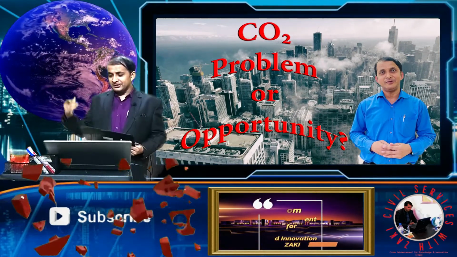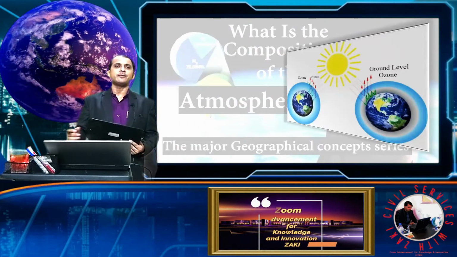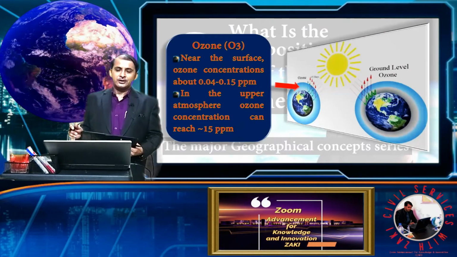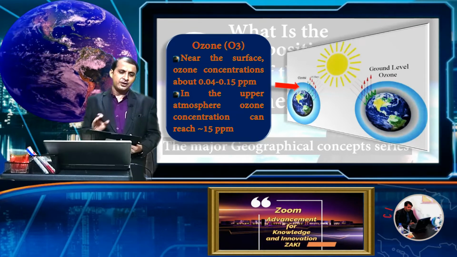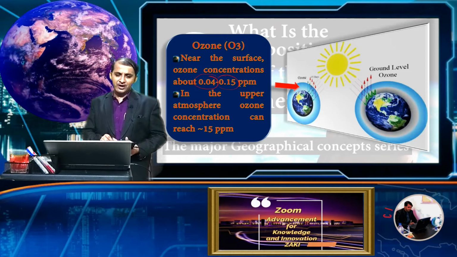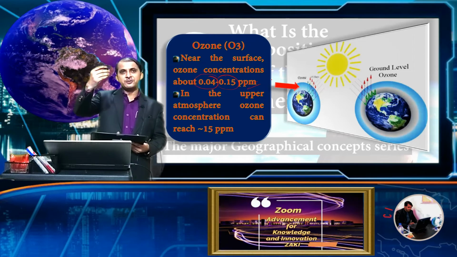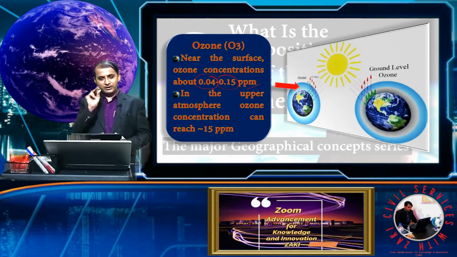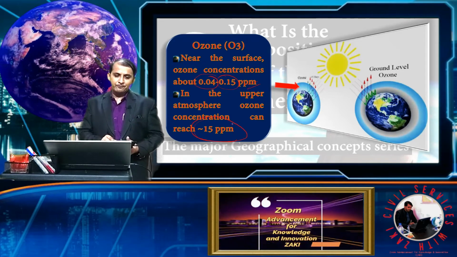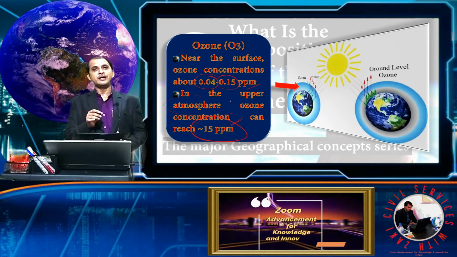We move forward to another variable gas, and that is ozone. Ozone is a very significant gas. Near the surface of the earth its concentration is about 0.04 to 0.15 ppm. But if you go to the upper atmosphere, to the ozone layer, the ozone concentration may reach about 15 ppm. That is in the stratosphere, and this layer is called the ozone layer.